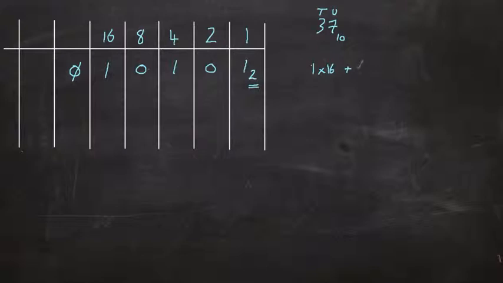Plus 1 lot of 4, so 1 times 4, plus 0 2s, don't bother writing 0 of something because it's 0, plus 1 lot of 1. So that is equal to 16 plus 4 plus 1, which is equal to 21 in base 10. So we've converted from binary to decimal, and it was really easy. But we did it the long way, just to show all the working out. Really, all you say is wherever there's a 1, you add one of that number. So it's 16 plus 4 plus 1, because they're the only numbers with 1s in. You forget all the 0 ones because it doesn't matter. What's the point in adding 0 of something?